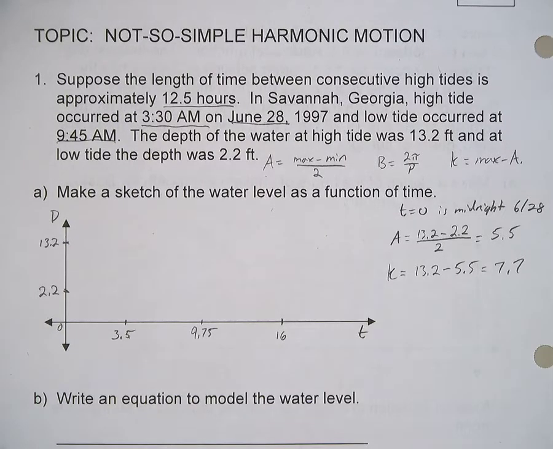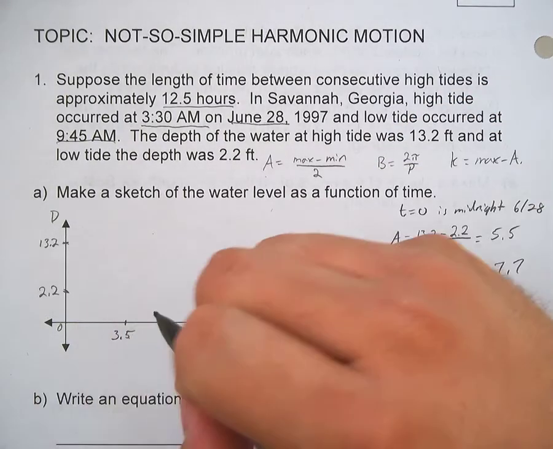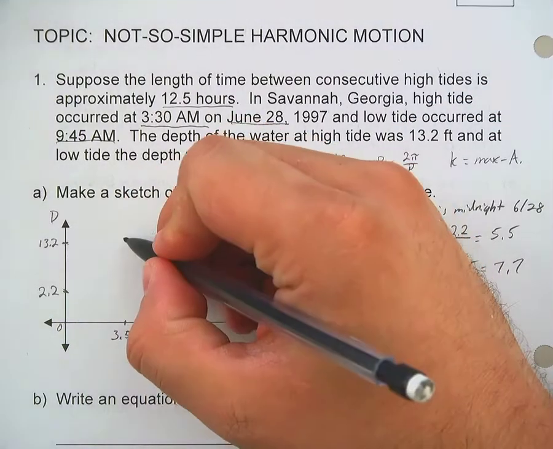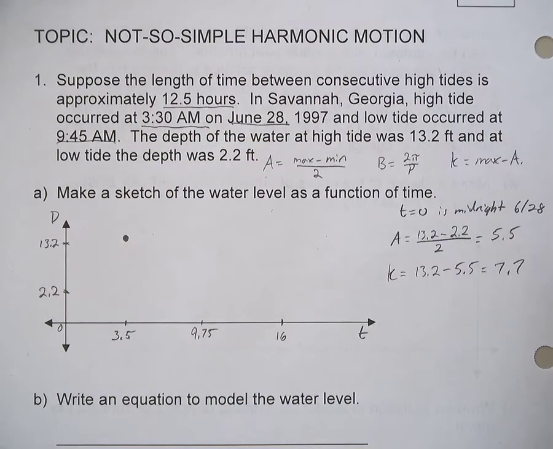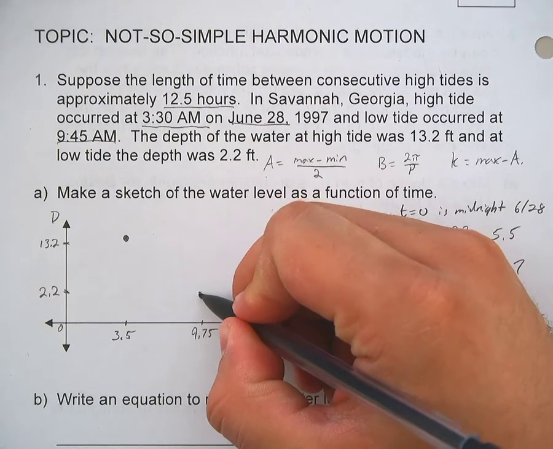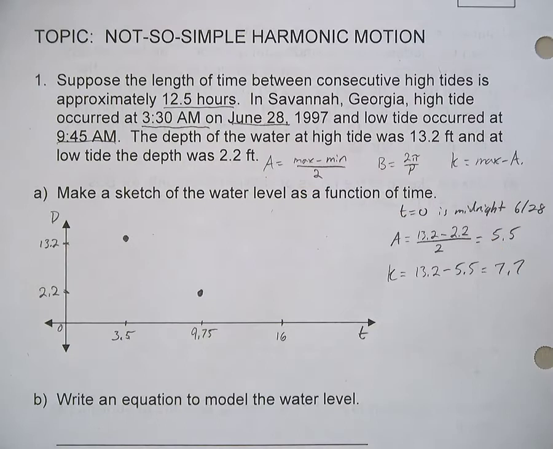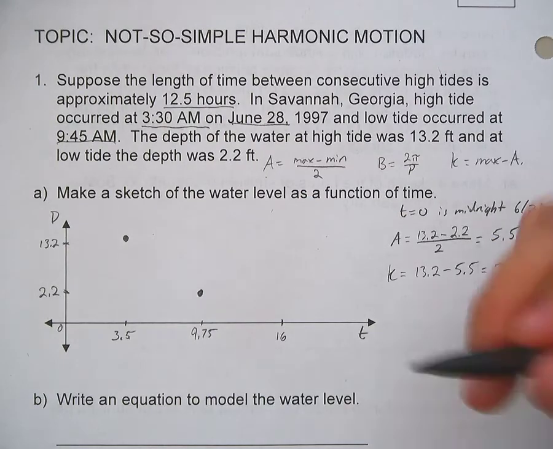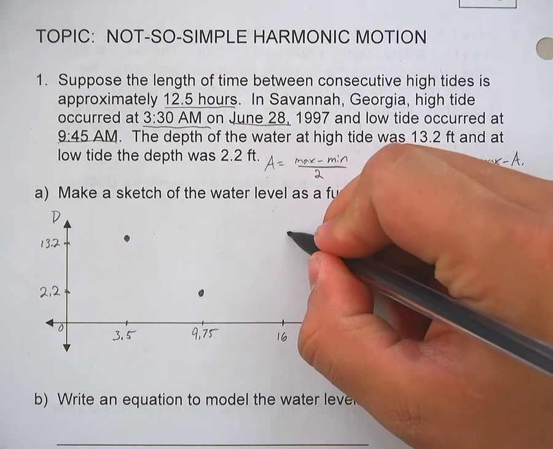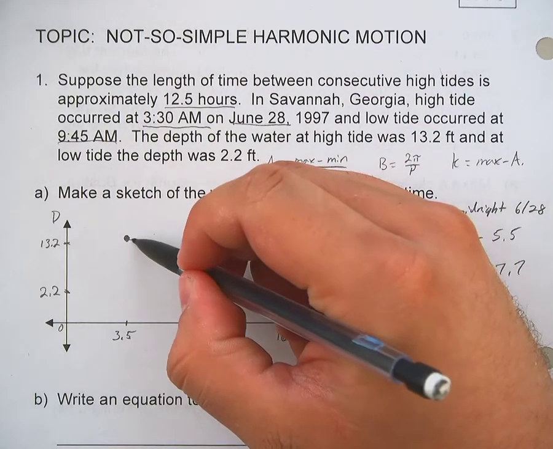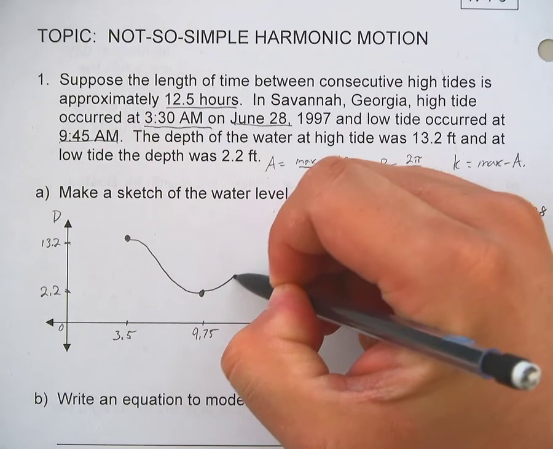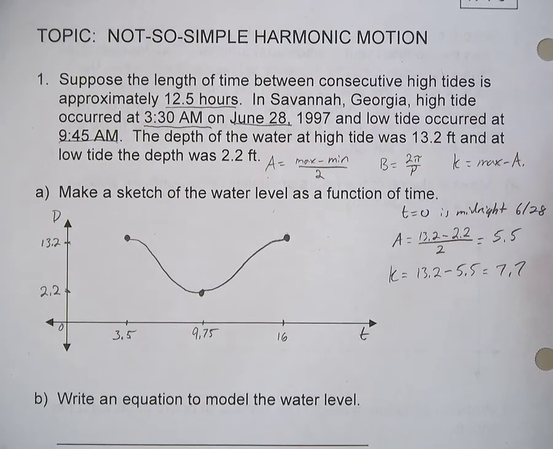Now let's talk here. Let's go ahead and get this sucker graphed. At 3:30 a.m., you were at high tide, right? At 9:45, you are at low tide. And at 16, 12.5 hours from your first high tide, you're back at high tide. So here's kind of the way the graph's going to look.